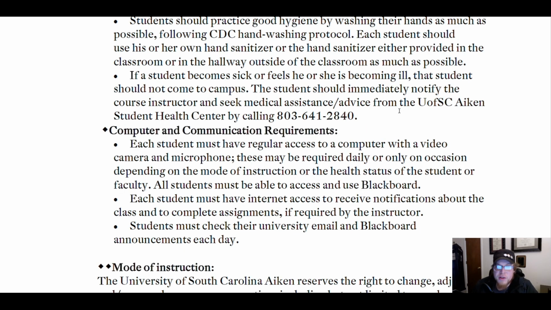Computer and communication requirements. Each student must have regular access to a computer with a video camera and microphone, and this is really just in case we have to transition to completely online. These may be required daily or only on occasion depending on the mode of instruction or the health status of the student or faculty. All students must be able to access and use Blackboard.